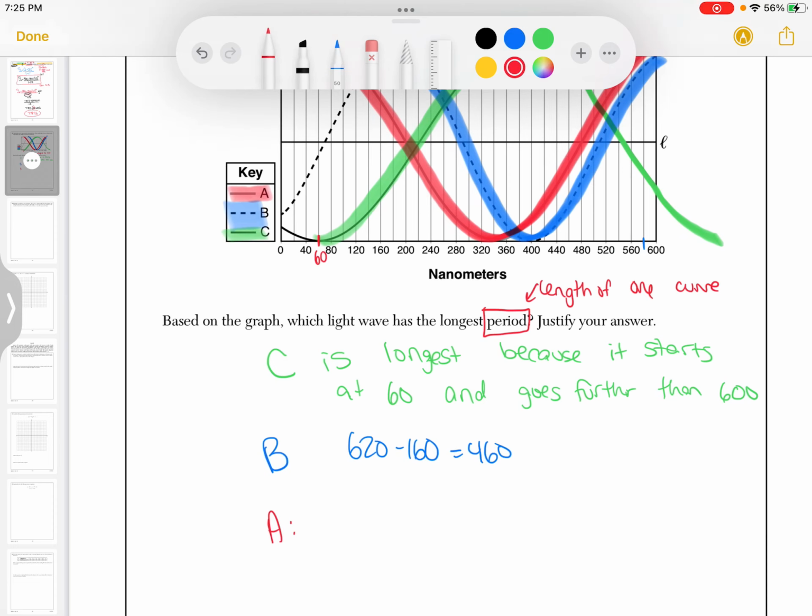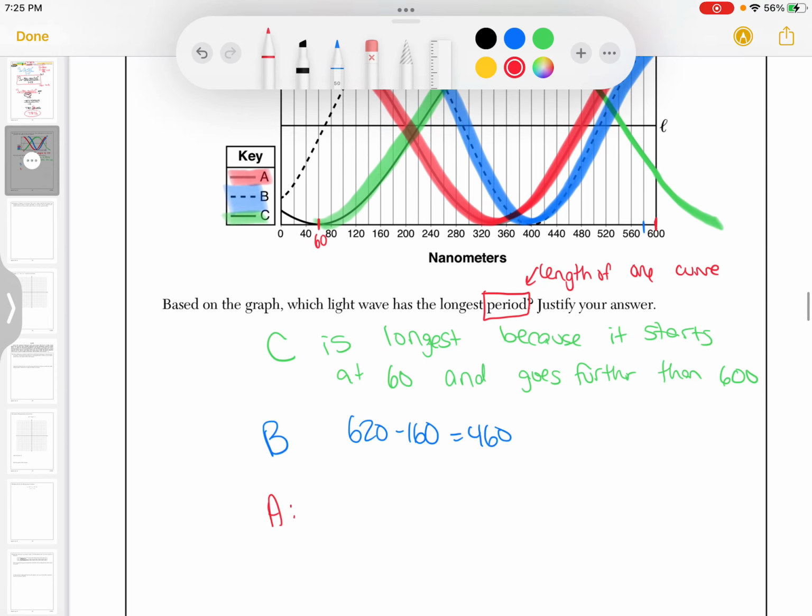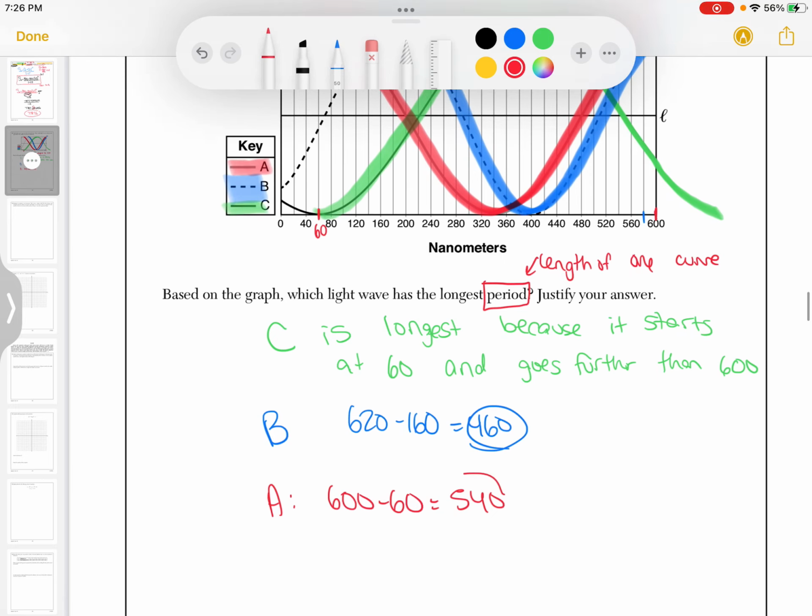And then for the graph A, the largest was right at 600, and it started at 60. So 600 minus 60 is the length of this one, which would get me 540. So justifiably, if this one's period or horizontal length is 460, this one is 540, but C went from 60 to more than 600. It has to be higher. We don't even know where it ends, right? It's somewhere over here, but it's going to be higher than 540 because the distance between 60 and 600 is 540. And I know that it goes past 600, so this one has to be the largest because it's bigger than the other one.